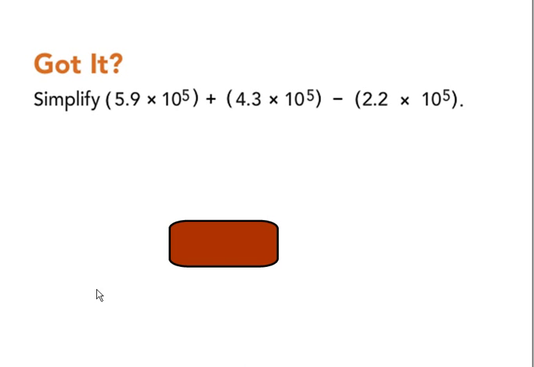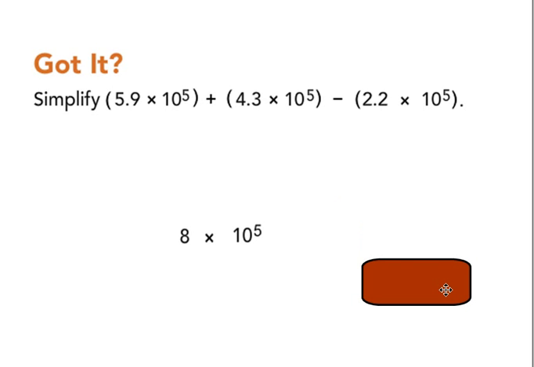If you combined the 5 and 9/10 with the 4 and 3/10 and got 10 and 2/10, then you subtracted 2 and 2/10 from 10 and 2/10, you should have ended up with 8, or 8.0, times 10 to the 5th power.